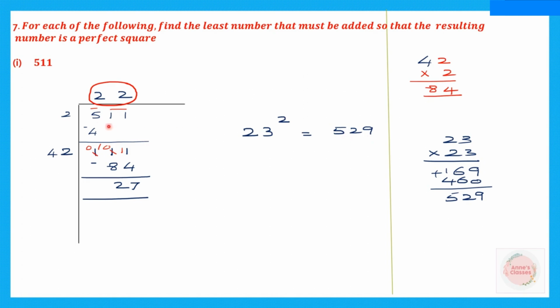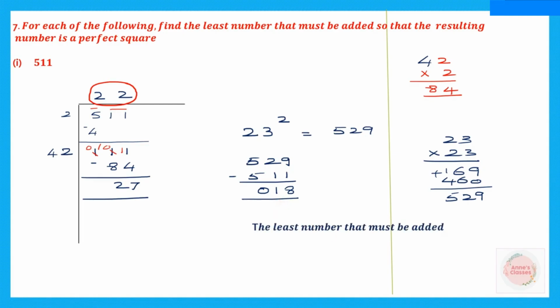So how do we find out what is that number that we add? We take 529 and we subtract 511 from it. And what do we get? 9 minus 1 is 8. 2 minus 1 is 1. So the number that we have here is 18. If I add 18 to 511, I will get 529, which is a perfect square. The square root of this is 23. So the number that I must add is 18. The least number that must be added is 18, and this is my answer.